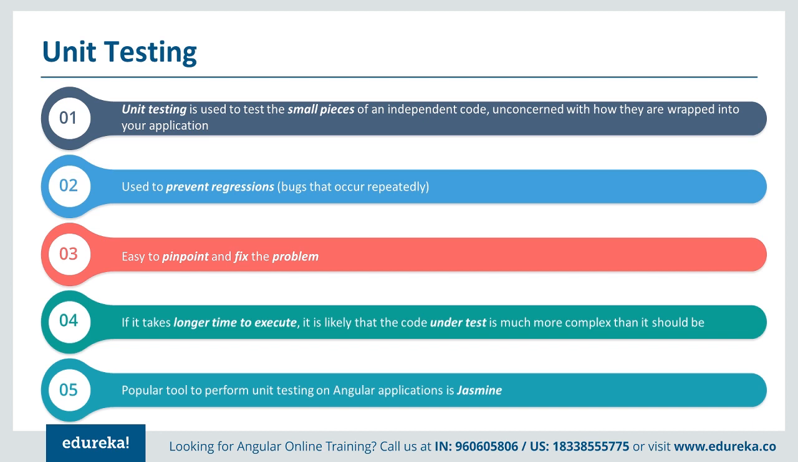Use it to prevent regressions, bugs that occur repeatedly. Regression testing is a quick way of testing your application every time you make some changes or deploy it to some environment. It is easy to pinpoint and fix the problem. Unit testing helps you fix problems in advance, so that if an expected parameter is not passed to a particular function, it will throw an error. That's how you can easily identify issues instead of waiting for a QA to raise a bug.